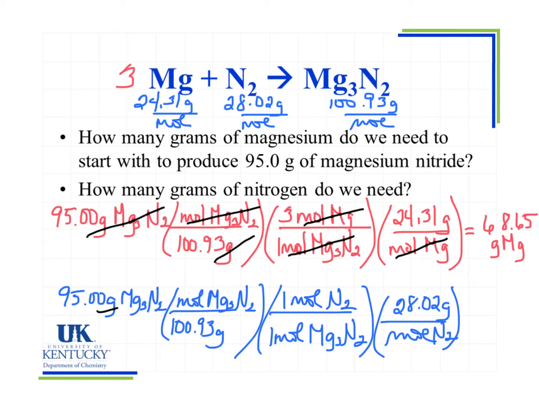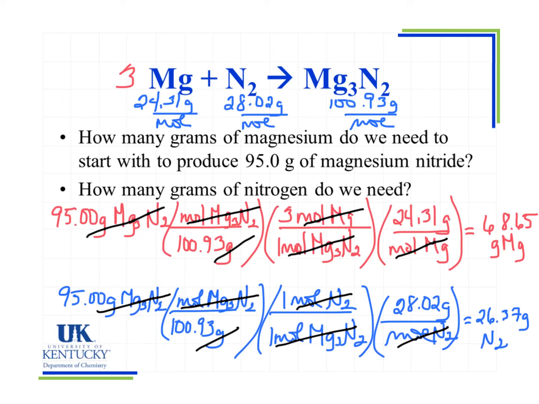Note that my units cancel out, my grams of magnesium nitride, moles of magnesium nitride, moles of nitrogen, and I'm left with grams of nitrogen. And I find that I need 26.37 grams of nitrogen. Now this is not a limiting reagent problem because I wasn't given two amounts of reactants, I was given a single product.